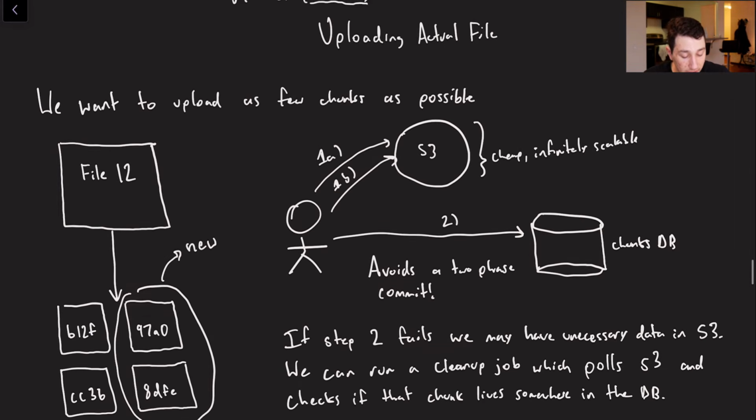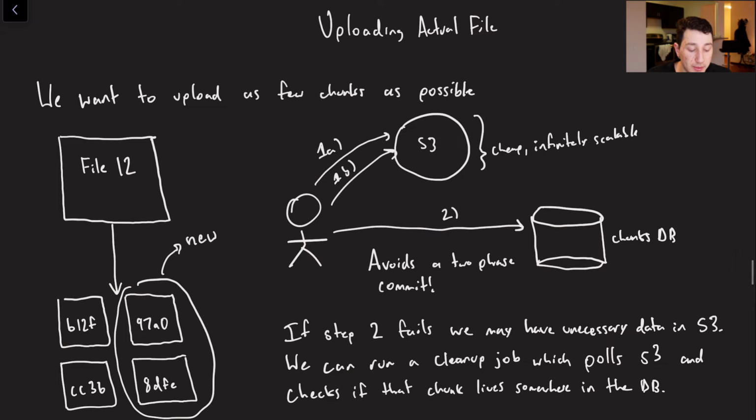Okay, so let's go ahead and talk about uploading the actual file now that we've spoken about uploading the file metadata. So again, the reason we break these files into chunks is so that not only do we get the parallelism here, but we can only upload the new chunks to S3, and that's going to save us both time and storage. So the question is, if we have to upload to both S3 over here and then also to the database, how should we do it?